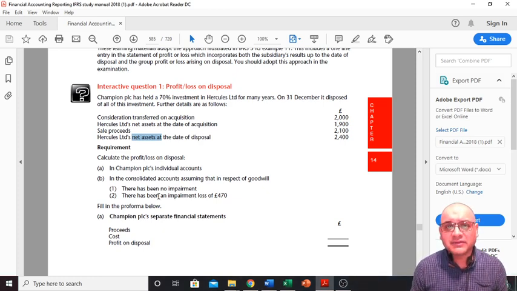That again would give the net assets. Okay, so please do keep that in mind. So we're going to start with working out the profit or loss for Hercules individual financial statements.